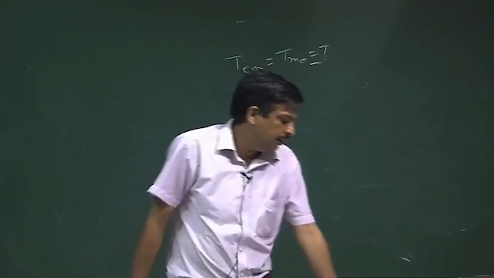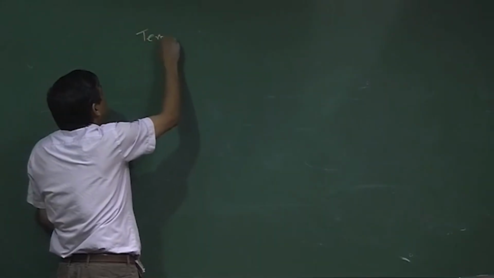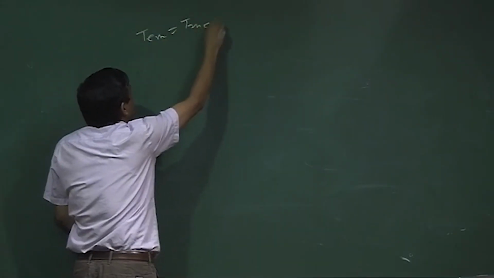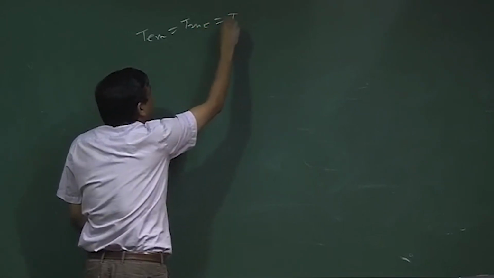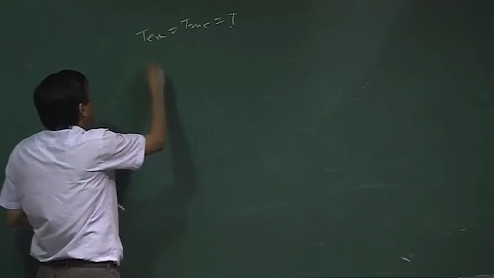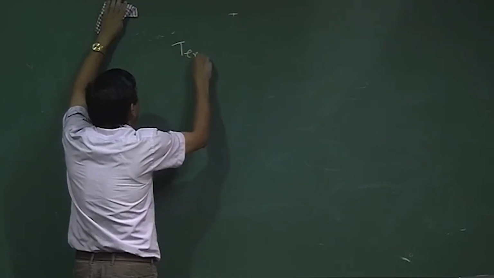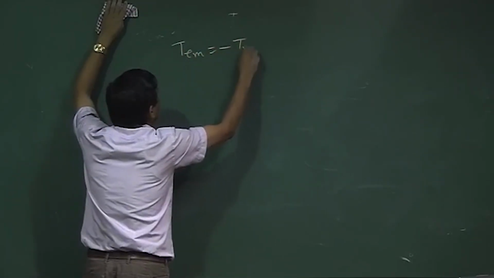Okay. Then there is another kind of transducer which is called an anti-reciprocal transducer. The transduction factor may be either real or complex, but in the case of a reciprocal transducer, TEM is equal to TME is equal to T, it is real, and both are equal. But in the case of an anti-reciprocal transducer, let us say TEM is equal to minus TME.